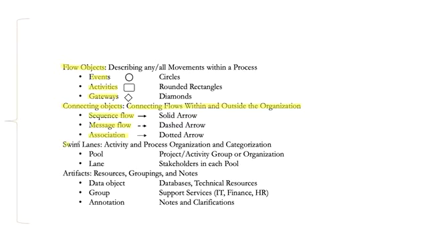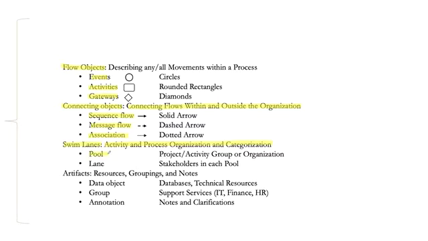Then, of course, you have something called a swim lane. You may have encountered swim lanes when you're doing your use cases, flow charts, or other kinds of process modeling. But a swim lane basically describes and delineates the activities and the process organization and categorization. The difference is as follows.